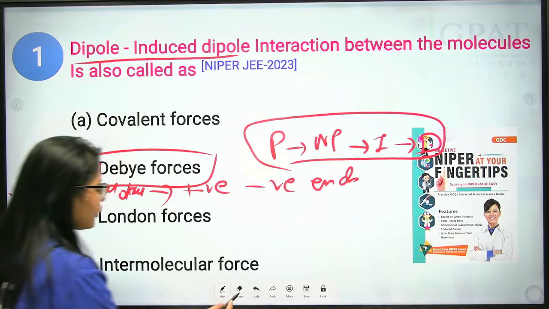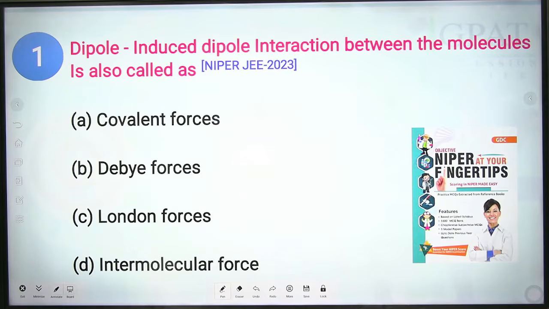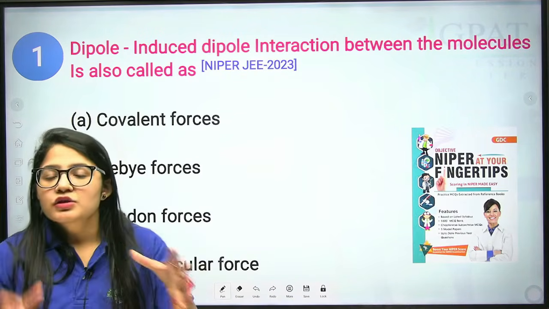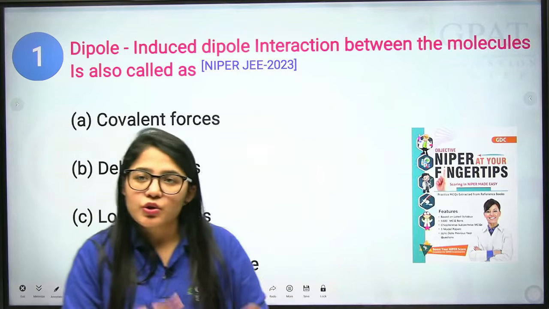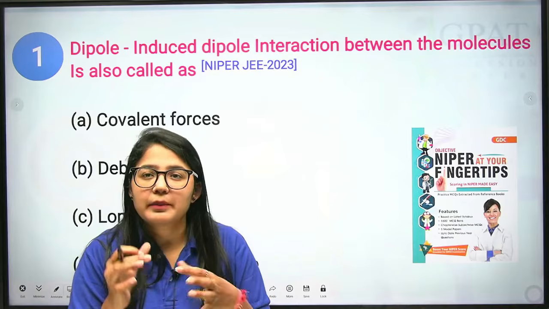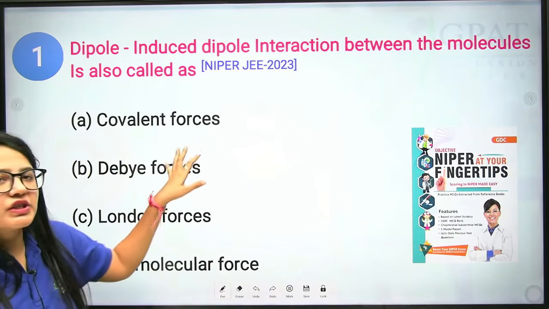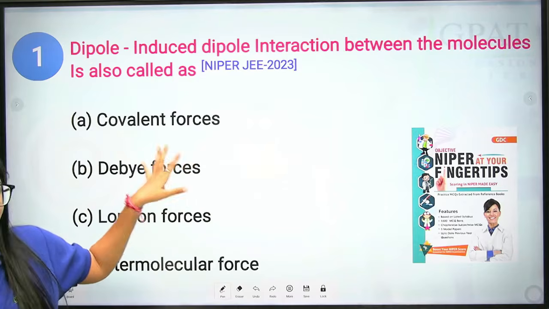Clear? Okay. Now one more thing, let's talk about the other options also. What are covalent forces? Covalent forces are the strong bonds inside a molecule. There is no sharing of electrons between the molecules, so this option is wrong. Clear? Because there is always sharing of electrons within a molecule, not sharing between molecules.